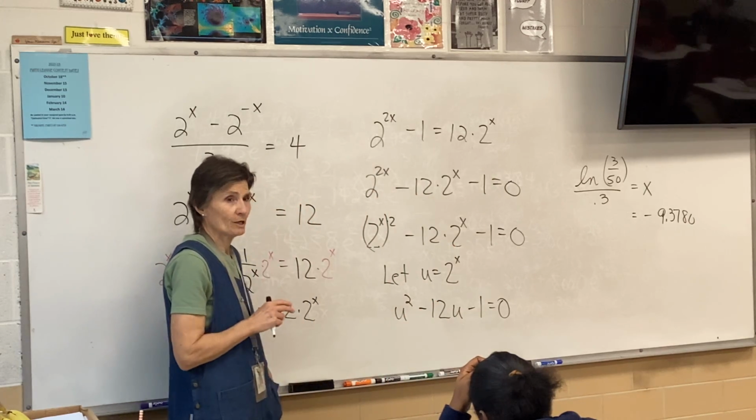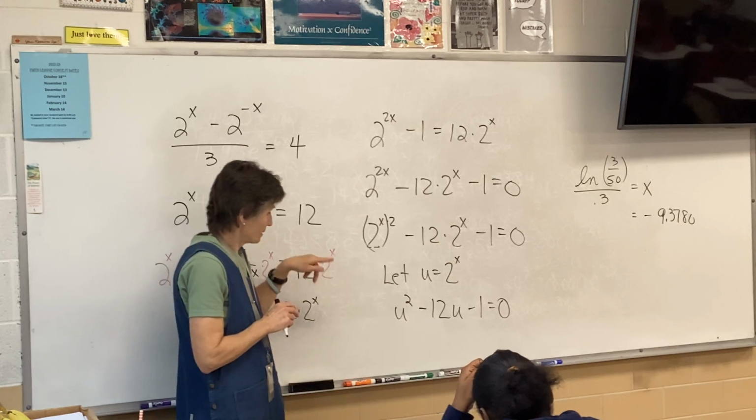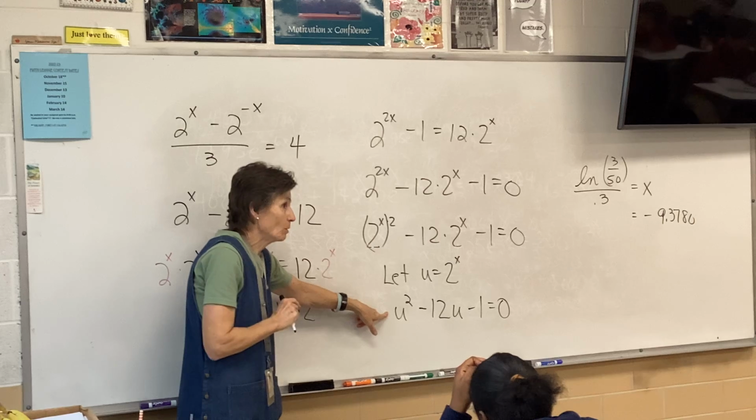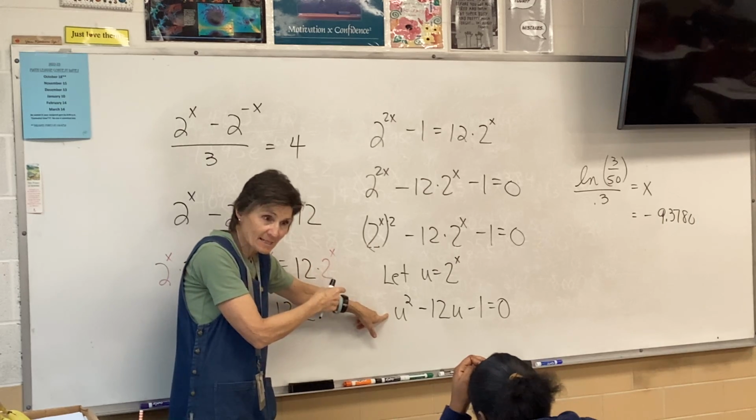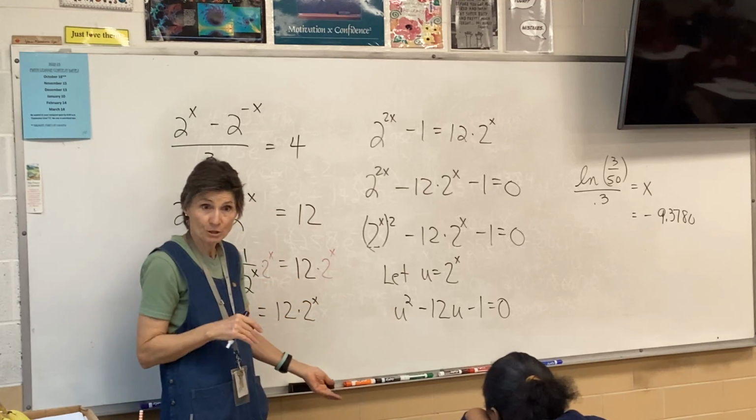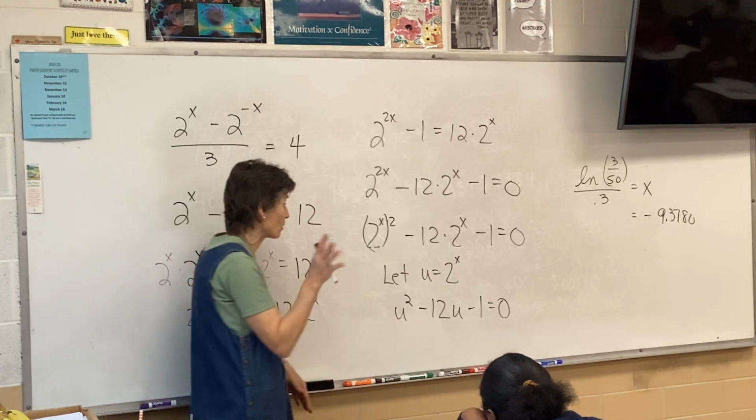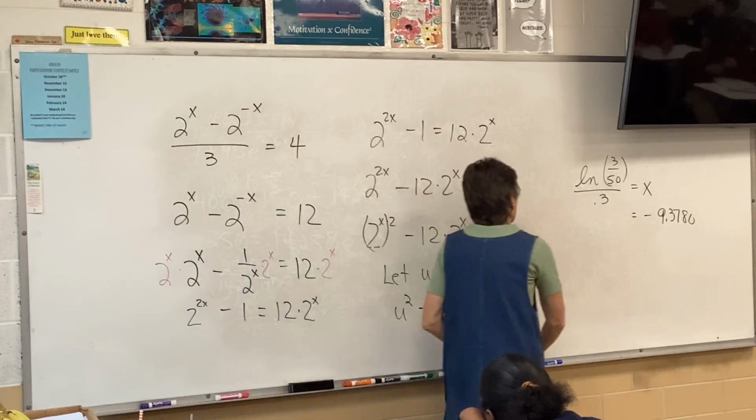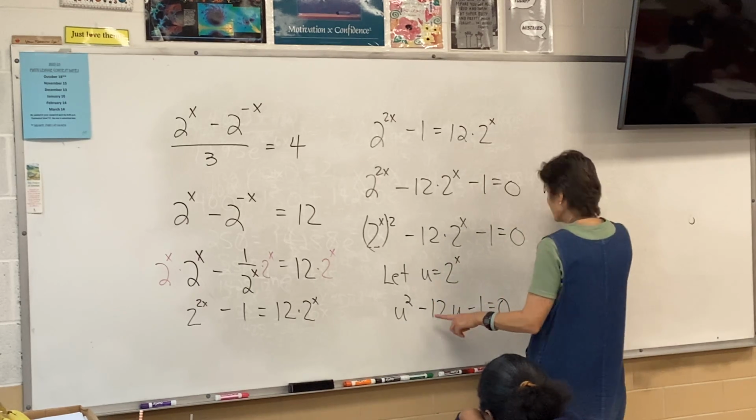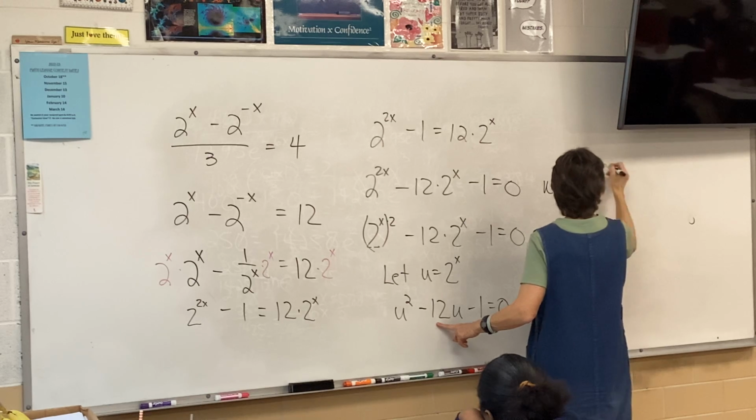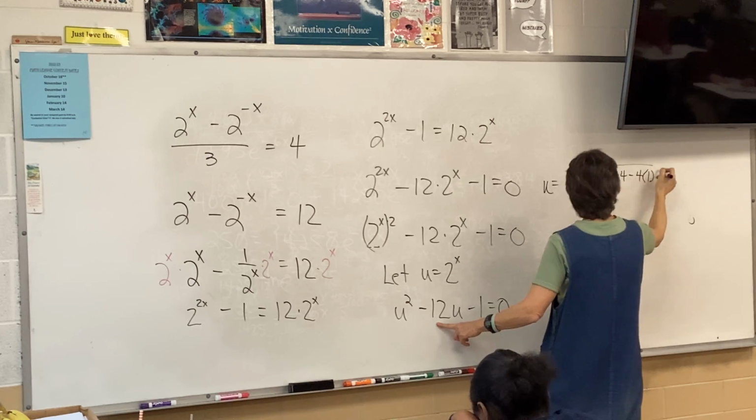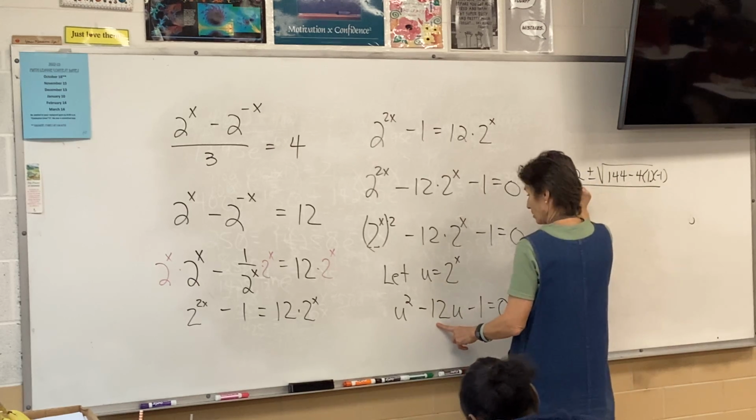Now, why did I want to do that? What kind of equation is that? That's solvable. You can solve that equation. That's easy, right? Now, it doesn't factor, so I'm going to have to use the quadratic formula, but I'll go ahead and do that. So, u equals negative b plus or minus the square root of b squared minus 4ac, all over 2a.